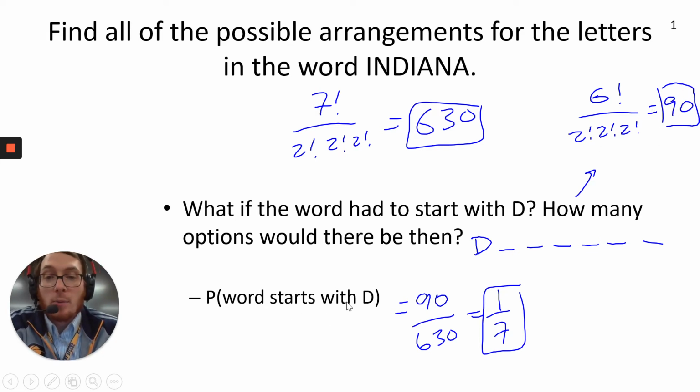If you want the probability the word starts with D, you figure out how many words start with D divided by the total, which would be 90 out of 630. This simplifies down to 1/7.